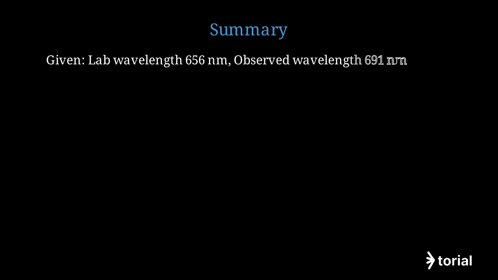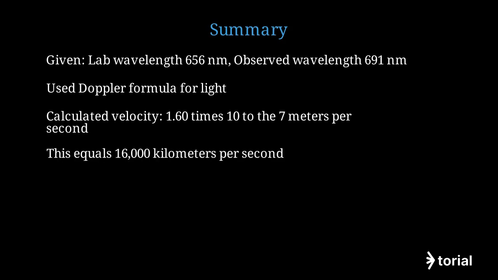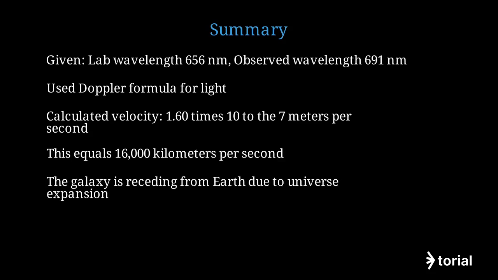Let's summarize our solution. We were given the laboratory wavelength of 656 nanometers and observed wavelength of 691 nanometers. We used the Doppler effect formula for light to relate these wavelengths. We calculated the galaxy's velocity as 1.60 times 10 to the 7 meters per second. This is equivalent to 16,000 kilometers per second, or about 5% the speed of light. This velocity indicates the galaxy is receding from Earth as part of the overall expansion of the universe.